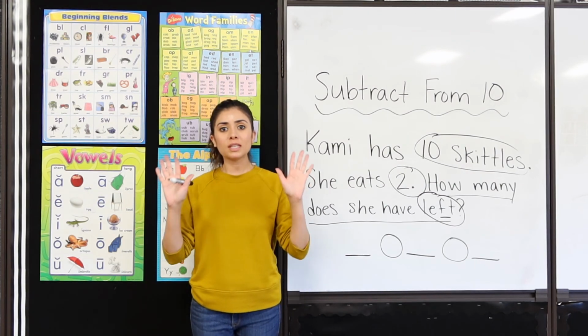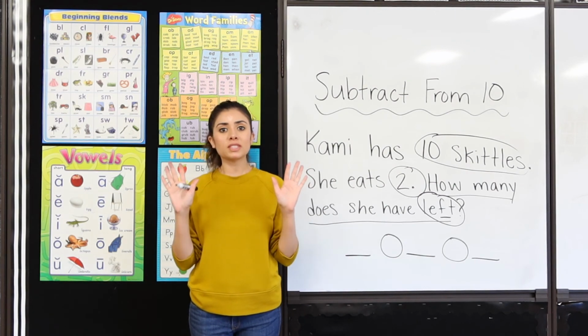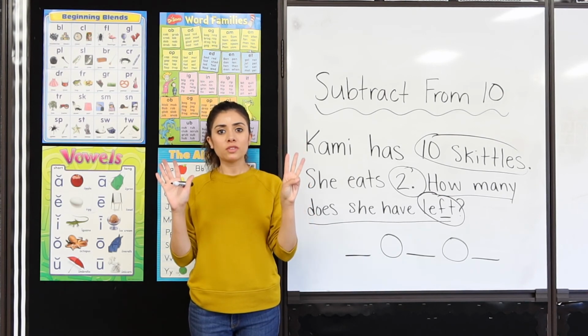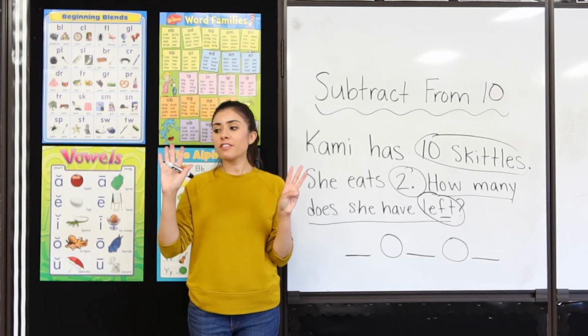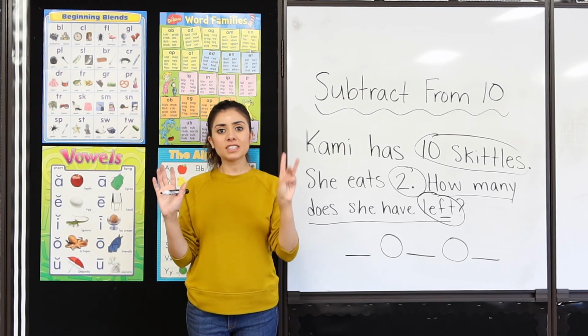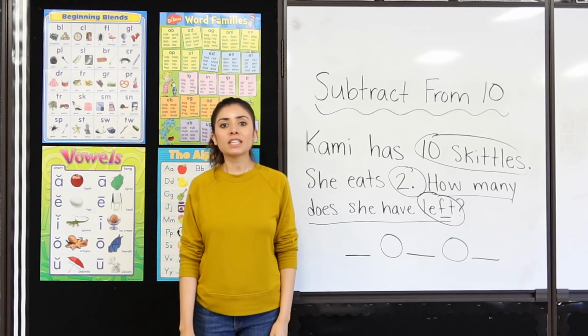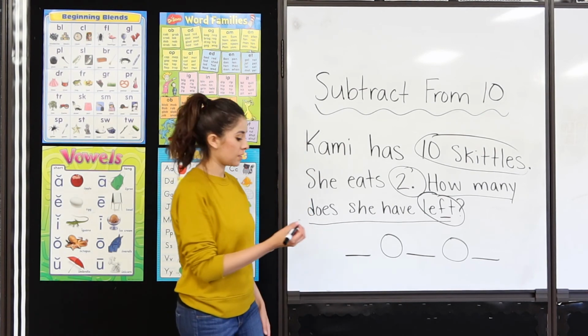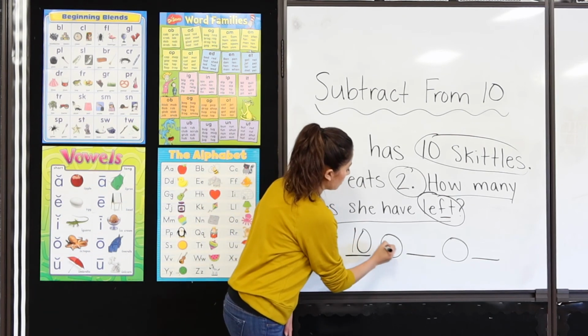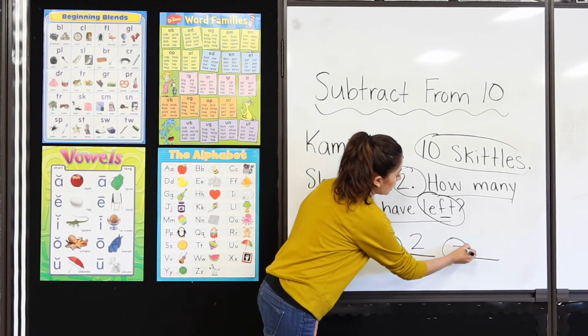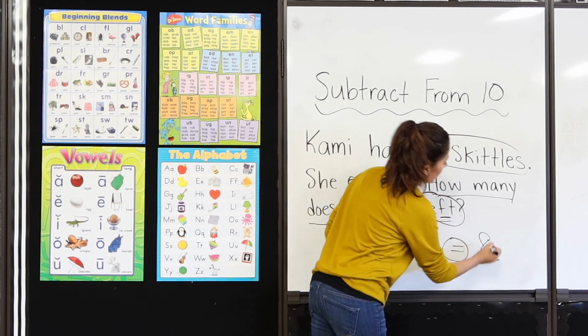So go ahead and hold up 10 fingers and let's put 2 down. 1, 2. How many do I have left? 5, 6, 7, 8. 10 minus 2 equals 8.